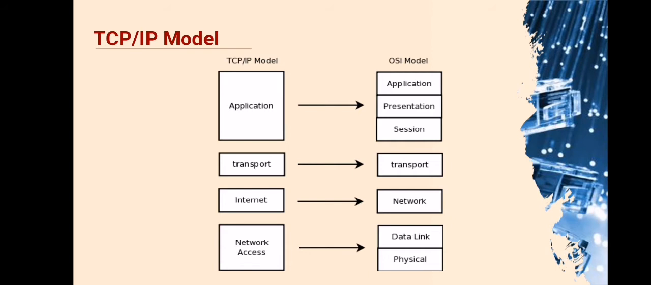As you can see, in the application layer of the TCP/IP, three layers of the OSI can be done in only one layer of the TCP/IP: the application, the presentation, and the session. And then you have the transport, which is also equivalent to the transport layer of the OSI, the internet, which is the equivalent of network in the OSI model, and the network access, which includes the data link and the physical layer of the OSI.